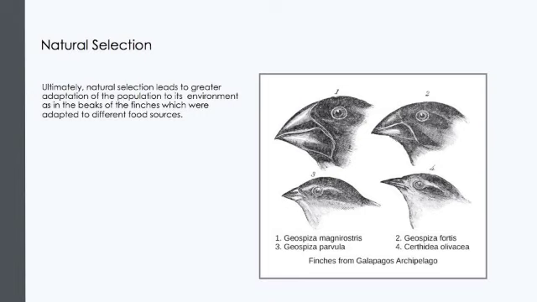Furthermore, natural selection leads to greater adaptation of the population to its environment, as with the beaks of the finches, which are adapted to different food sources. And we can see drawings of those finches on your slide.